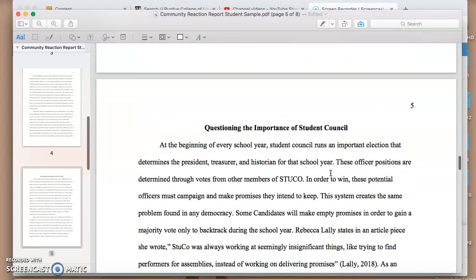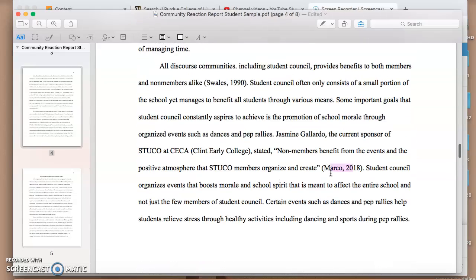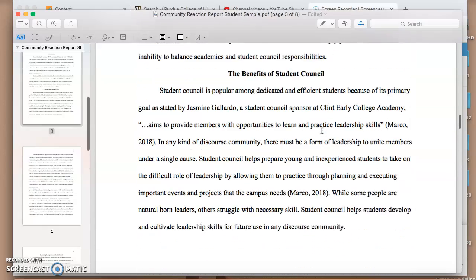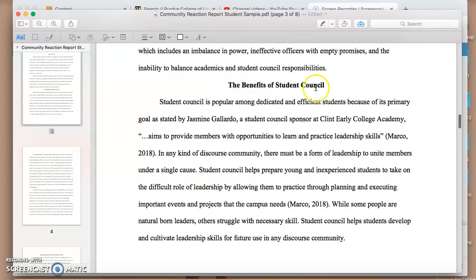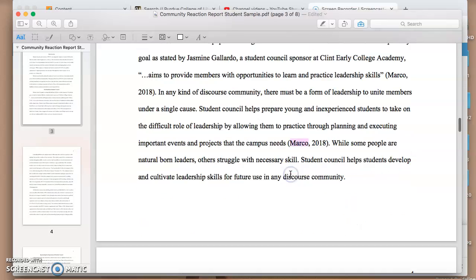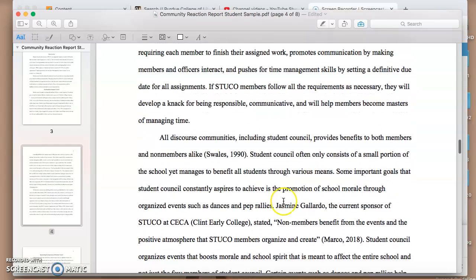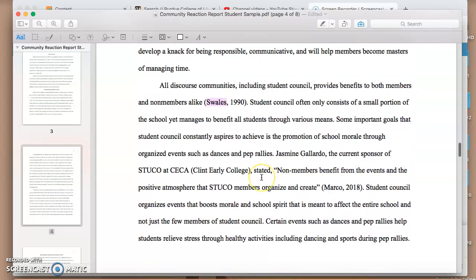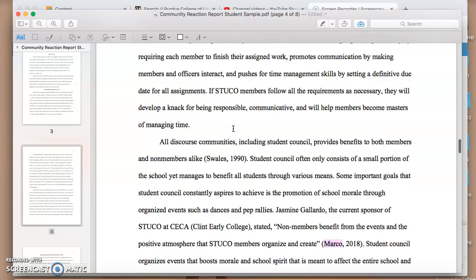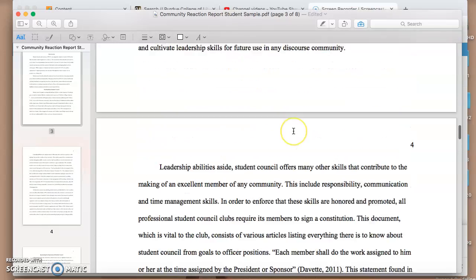All right. You want at least 2 different sources in each viewpoint. All right, so on the benefits of student council, she has this Marco source, and then she has DeVette, all right, and then Swales. She has 3 different sources used. This is the same source, Marco, so that doesn't count. It counts, of course, as a grade, but it's 3 different sources in this viewpoint about the benefits, all right.